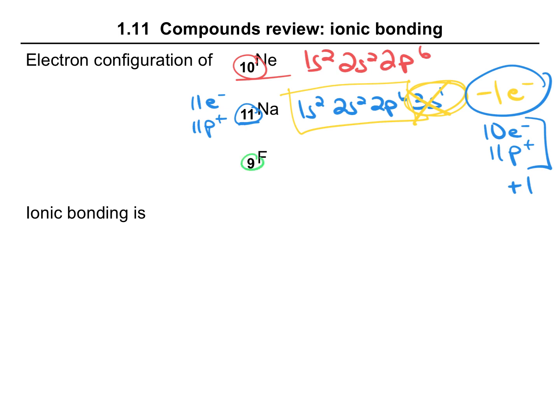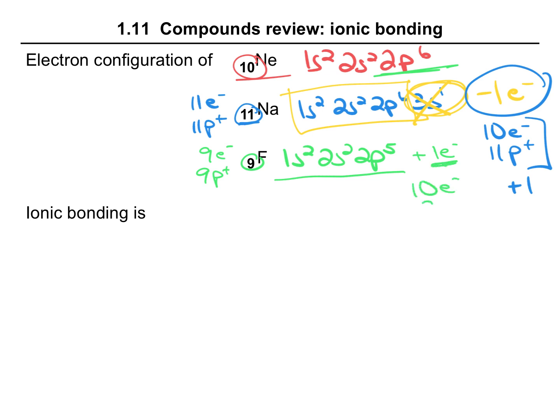If we look at fluorine, this has the electron configuration 1s2, 2s2, 2p5. So it's almost like the noble gas, except that it needs one more electron. And so then it will have 1s2, 2s2, 2p6. But fluorine itself has 9 electrons and 9 protons. If we have gained an electron, we now have 10 electrons, but we still have 9 protons. And so this gives us an overall charge of -1, and so fluorine will form an anion.